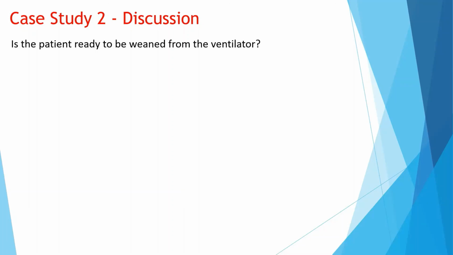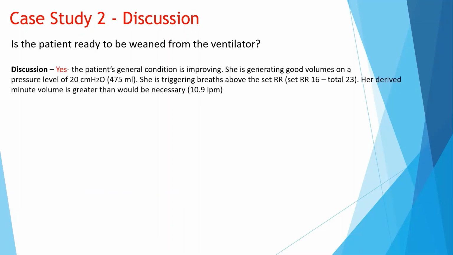Is the patient ready to be weaned from the ventilator? The answer is yes. The patient's general condition is improving. She is generating good volumes on a pressure level of 20, so the volume that she's generating is 475 milliliters. She's triggering breaths above the set rate for a total of 23. And her derived minute volume is greater than would actually be necessary, at 10.9.